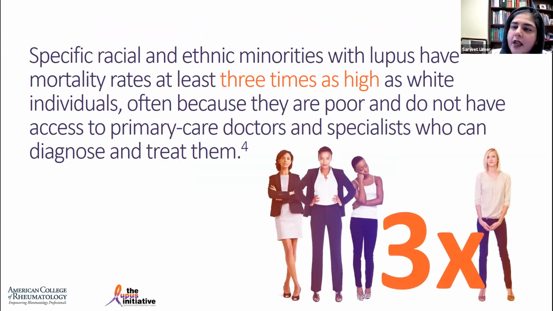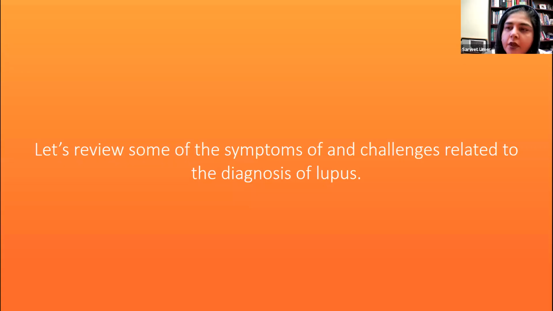So specific racial and ethnic minorities with lupus have a mortality rate as high as 3 times that of white individuals, because not only are they poor, they do not have access to primary care doctors and specialists who can diagnose and treat them on time. So our job as primary care, as ER physicians, as doctors, nurses, nurse practitioners, is to recognize lupus patients on time. So let's review the signs and symptoms of lupus by which we can make a better diagnosis.